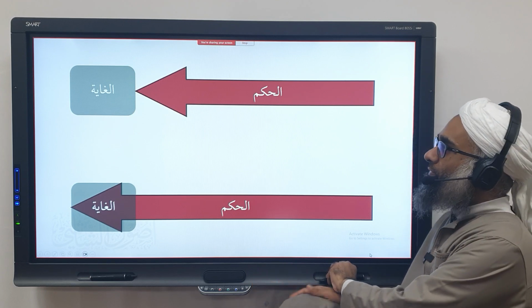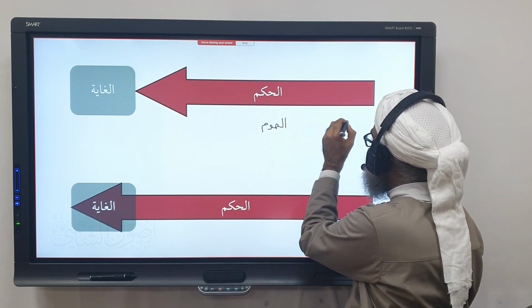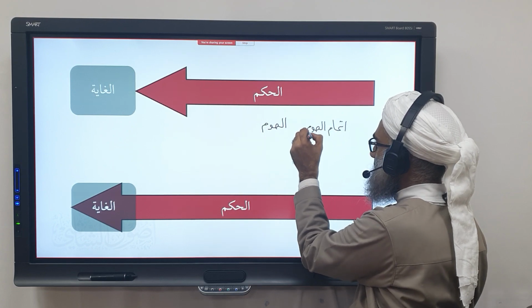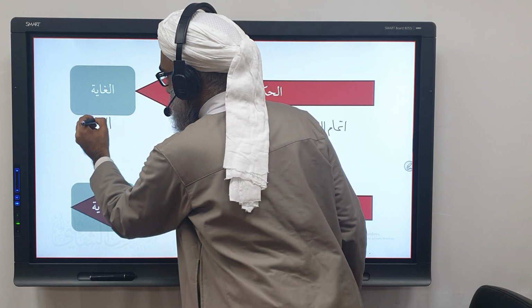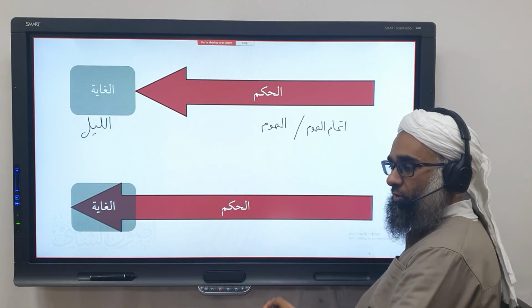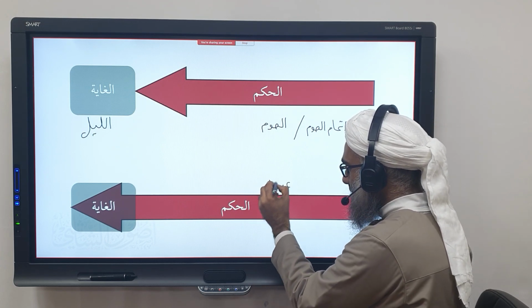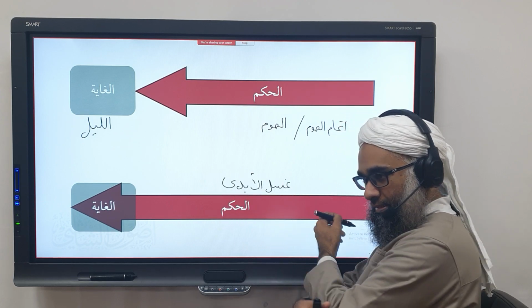So in this example, you have a sawm, itmamu sawm. What's the hukam? You do that all the way till layl. But the itmam stops at layl. Layl is not included. And in the Quran, first you have فَاغْسِلُوا وُجُوهَكُمْ وَأَيْدِيَكُمْ. So you have غَسْلُ الْأَيْدِي, washing the hands.